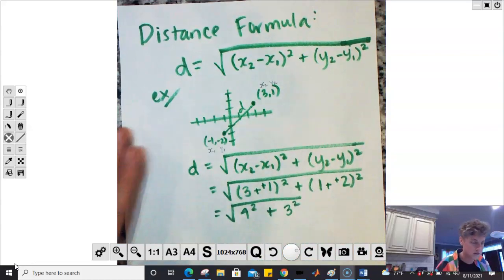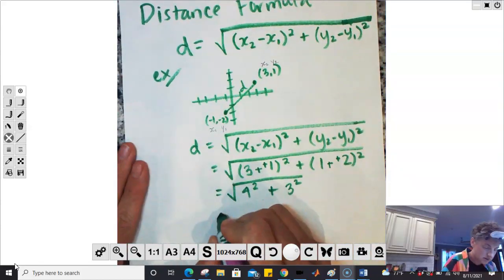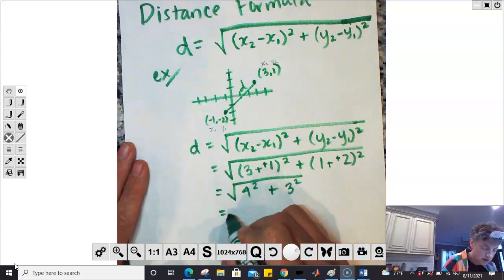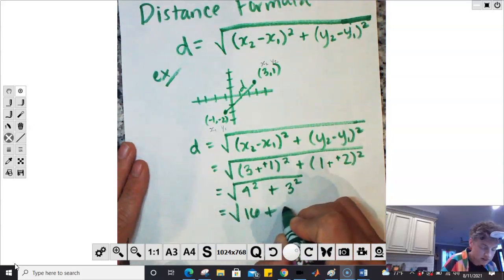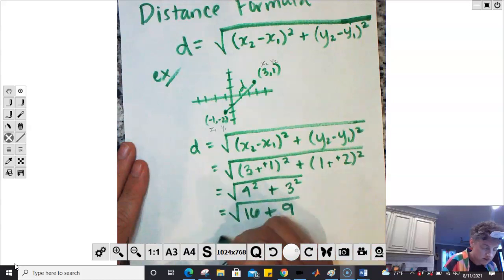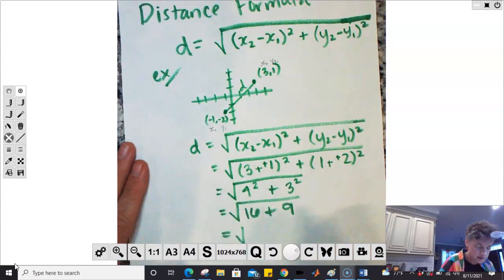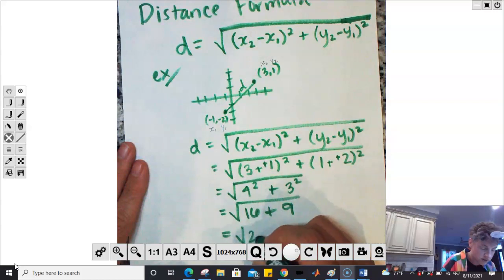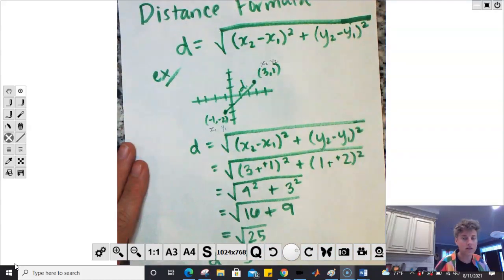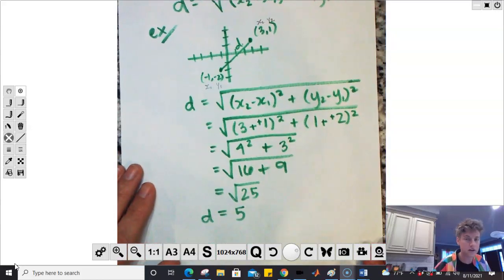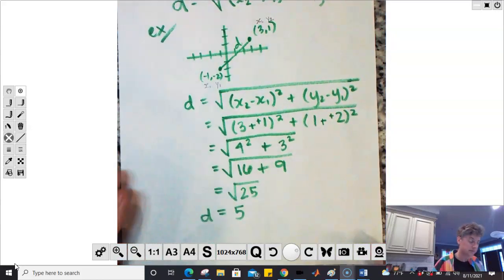Square rooting those. There we go. Great. Let's keep going. 4 squared is 4 times 4 is 16, plus 3 squared is 3 times 3 is 9. Getting closer. Got it. 16 plus 9 is 25. And then, of course, the square root of 25 is 5. The distance here we were looking for, whoops, there you go, is 5.